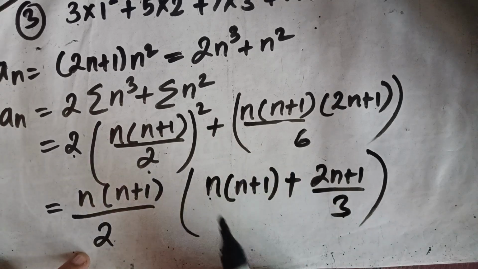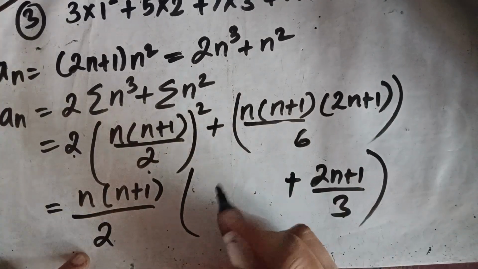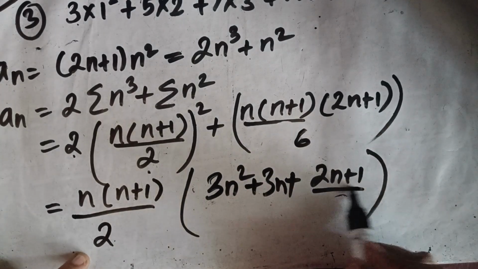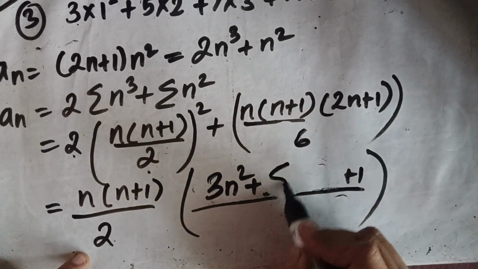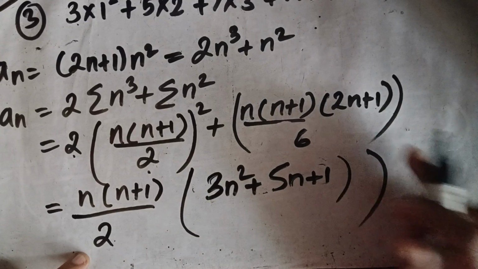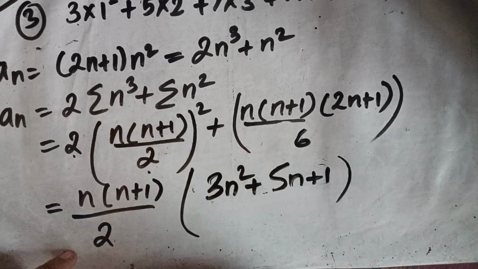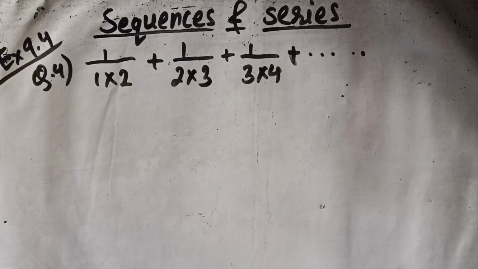Okay, 3 you can multiply here, so it will be 3n square plus 3n. So 3n plus 2n, 5n. So factorization, can't do factorization here. So you have to keep it as it is. Okay. Next question. You have to find the sum of the n terms of the series.